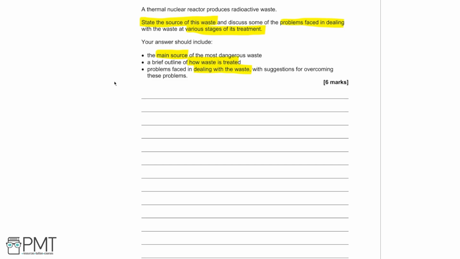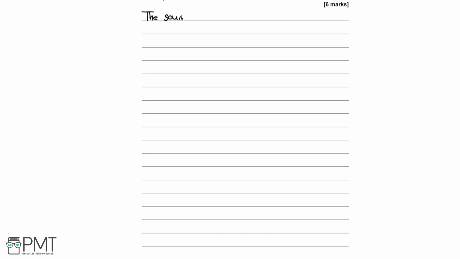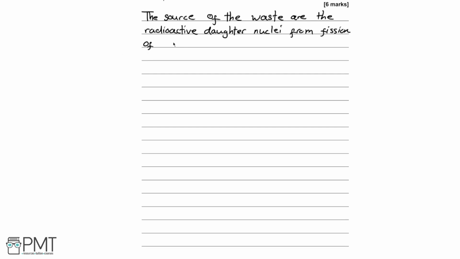So in this process, the main source of the most dangerous waste is the radioactive daughter nuclei that come from the fission of uranium-235. In order to treat the waste, first it is placed in ponds or another water source. This has two purposes. One, to remove the excess heat, since the waste will be very hot. Secondly, the water will absorb some of the radioactive emissions, and so by the time the waste is removed from the water, it will be less radioactive.